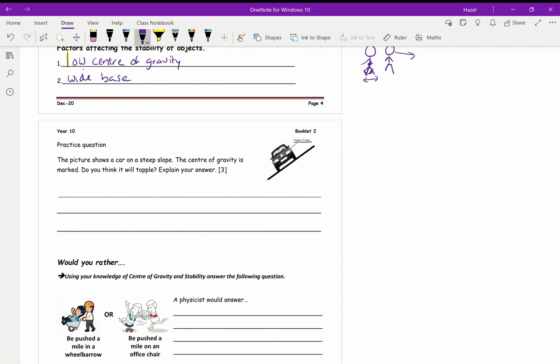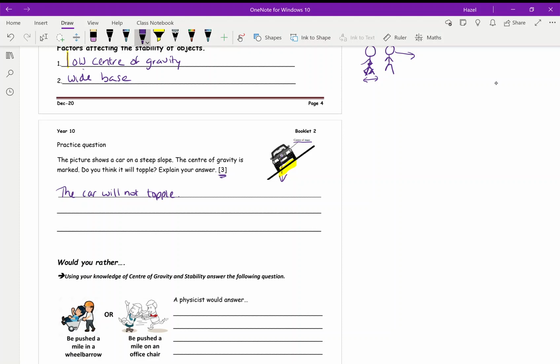Explain your answer. So if we draw a vertical line from the centre of gravity, then what you'll find is that it does pass through the base. So the first thing we need to do, remember three marks, so I need to write down three distinct relevant points. And the first thing I'm going to write down is that the car will not topple.